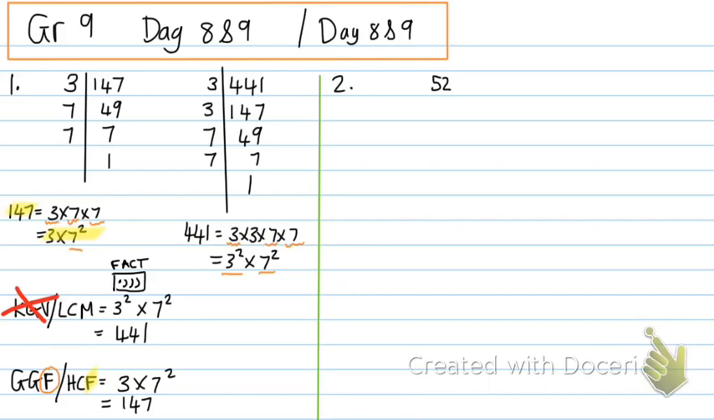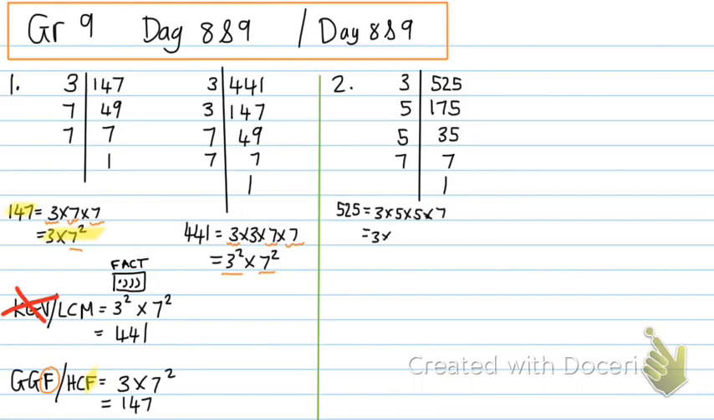Number 2. The LCM and HCF of 525 and 225. So 525, I'm going to get the prime factors with the ladder method. That divided by 3 is 175, divided by 5 is 35, divided by 5 is 7, divided by 7 is 1. So the prime factors of 525 is 3 times 5 times 5 times 7. That is 3 times 5 squared times 7.